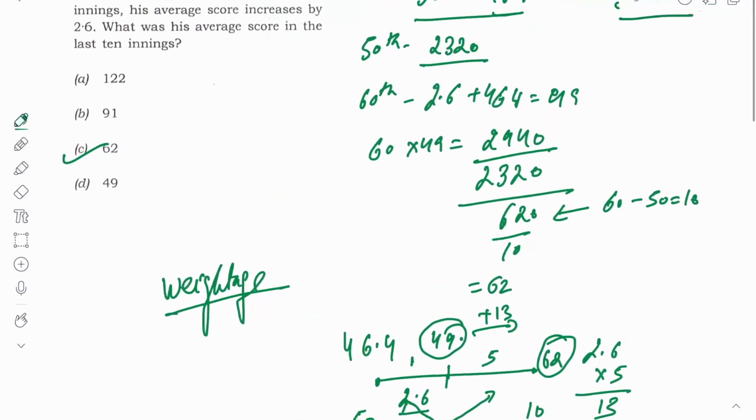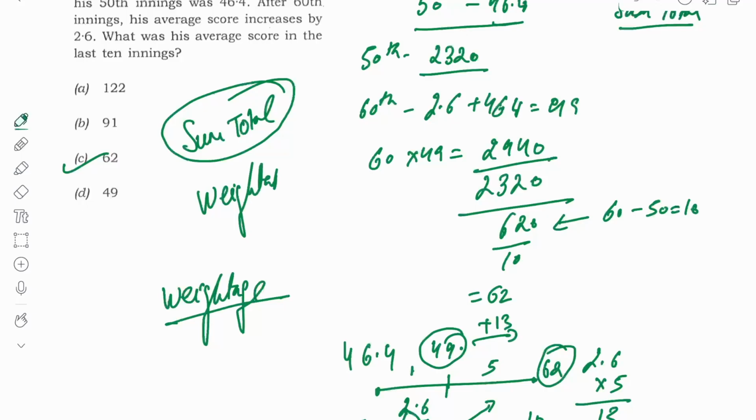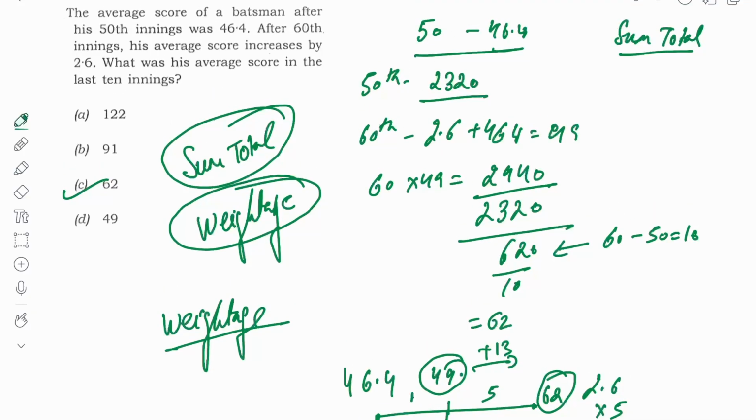So there are two methods, as we have understood. One is called the sum total, where you add up the numbers, and the other is called the weightage method, where you try to find the ratios. So either way, whichever you're comfortable with, you can solve the question. It depends on what kind of question has come. Usually sum total is a good method, but it requires multiplication. Whereas once you get a grip of the weightage method, it becomes much easier to solve the questions with it.